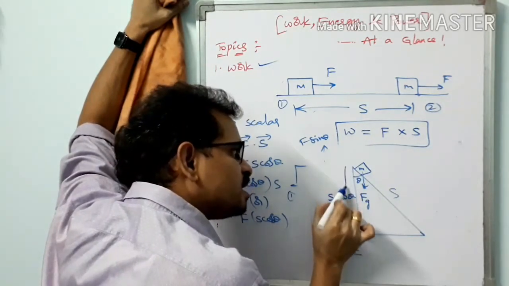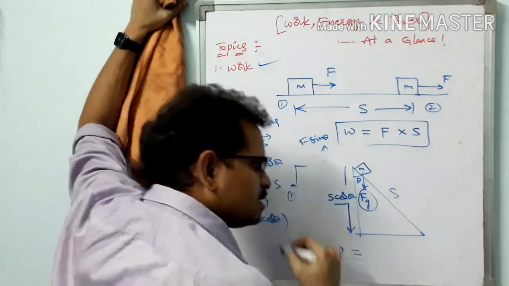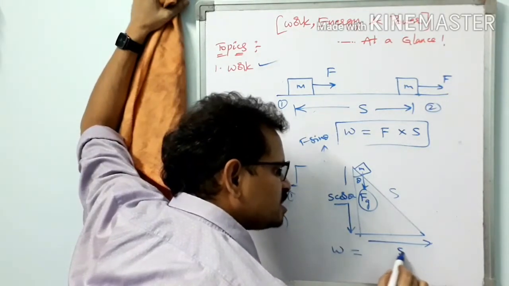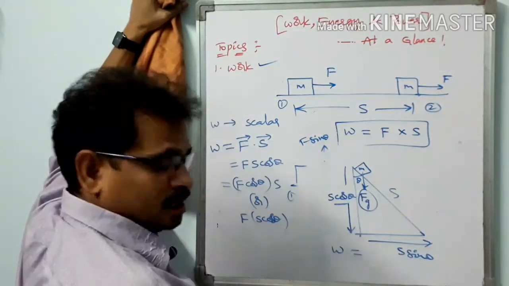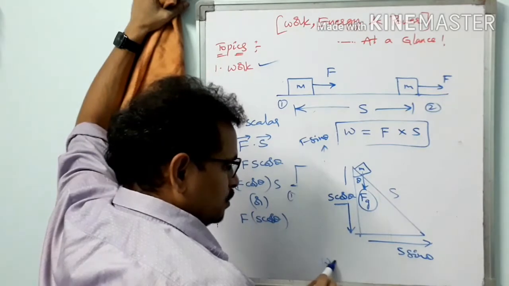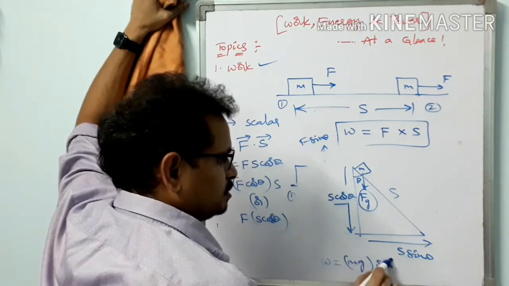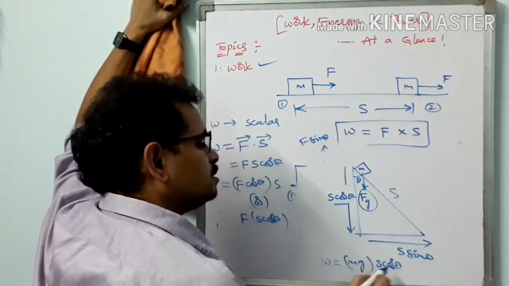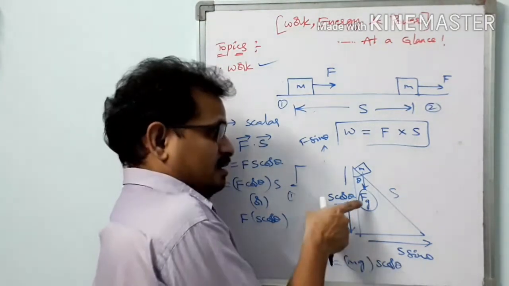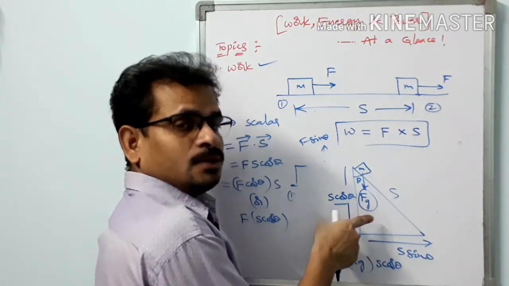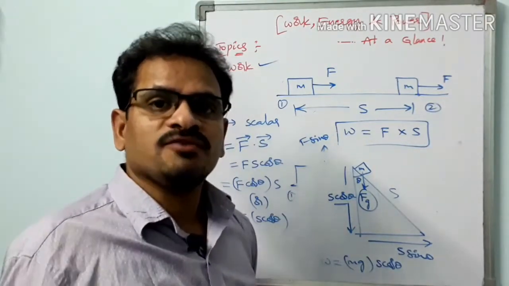S cos theta is the displacement along the negative y-axis, so this gravitational force is responsible for it. Simultaneously it has a displacement S sin theta in this direction, but this displacement is not due to this force. So in this case we can write W equal to Fg, which is mg, into S cos theta. Got it, no? Here we have taken the component of displacement. Either we take the component of displacement in the direction of the force, or the component of force which is responsible for the considered displacement.